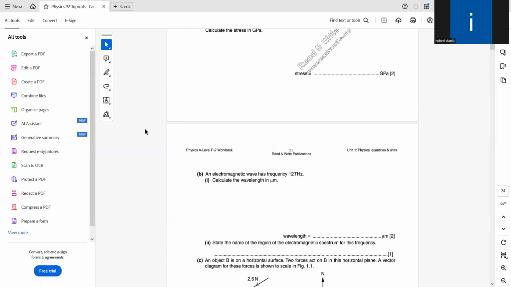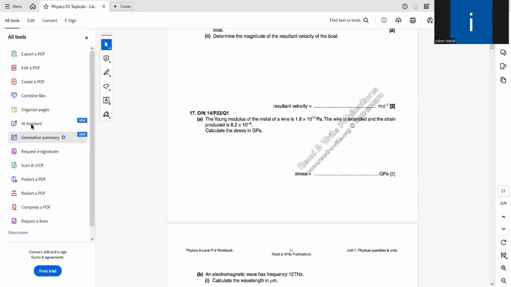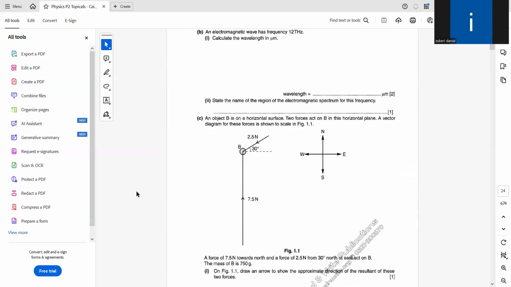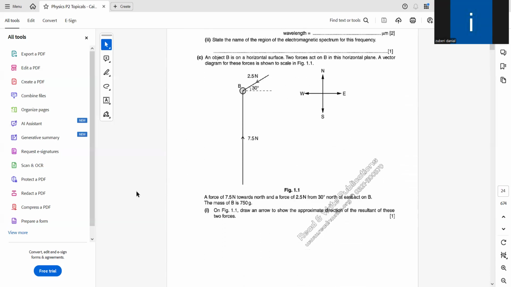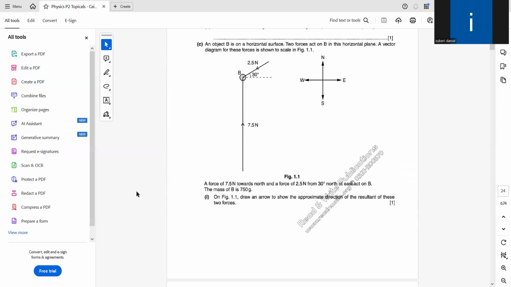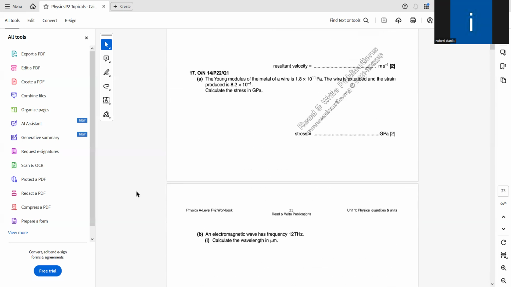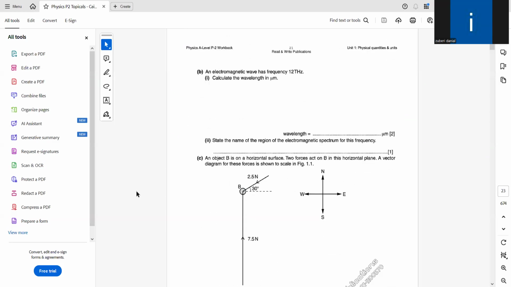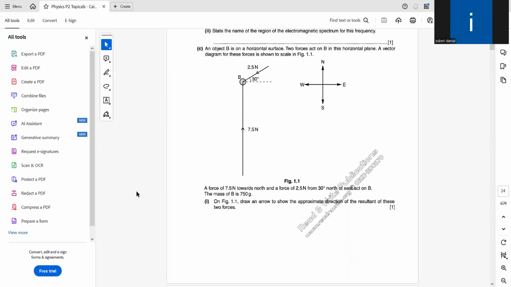Let's do one more then. So question number 17. That's the syllabus reference. And we are doing part C. Yes, sir, could you just scroll up to the code again? Okay. And we are doing part C.